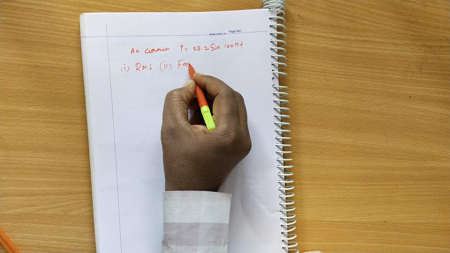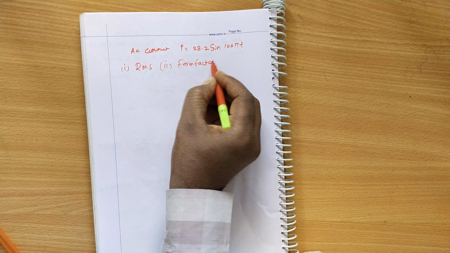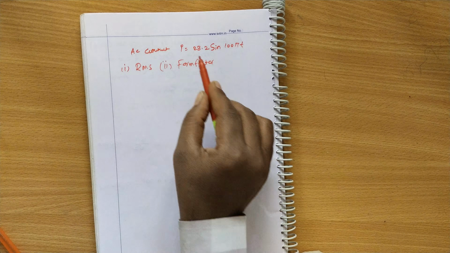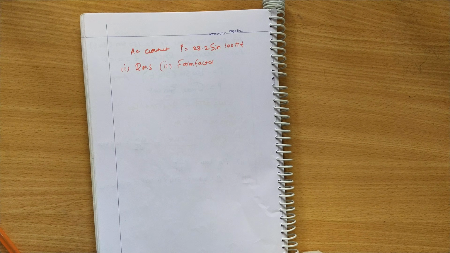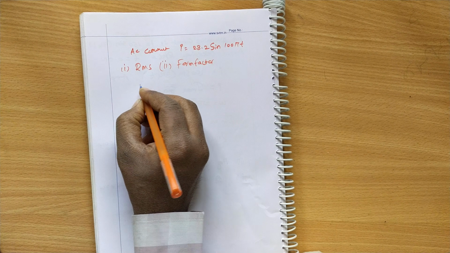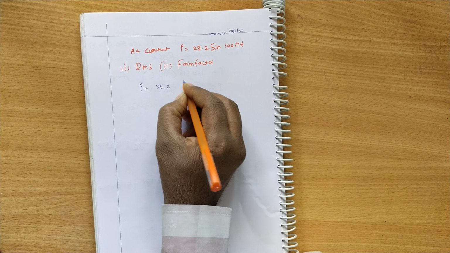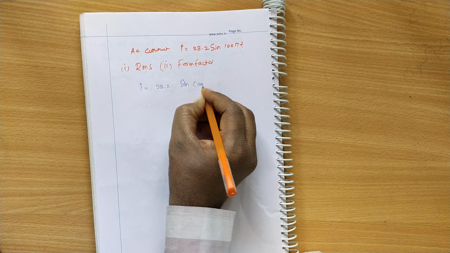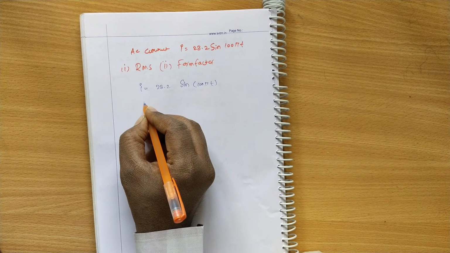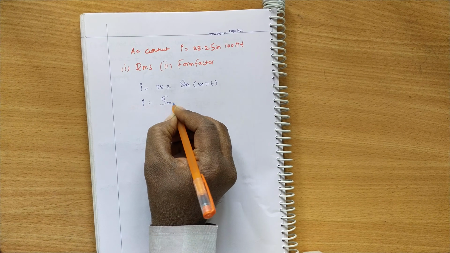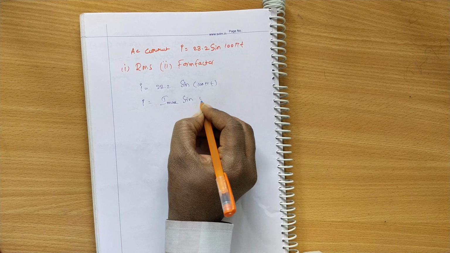form factor for this. What is the form factor for this current and RMS value? How to calculate RMS value and form factor for the current? Given that I equal to 28.2 sin 100 pi t. This equation we can compare with I equal to I max sin omega t.